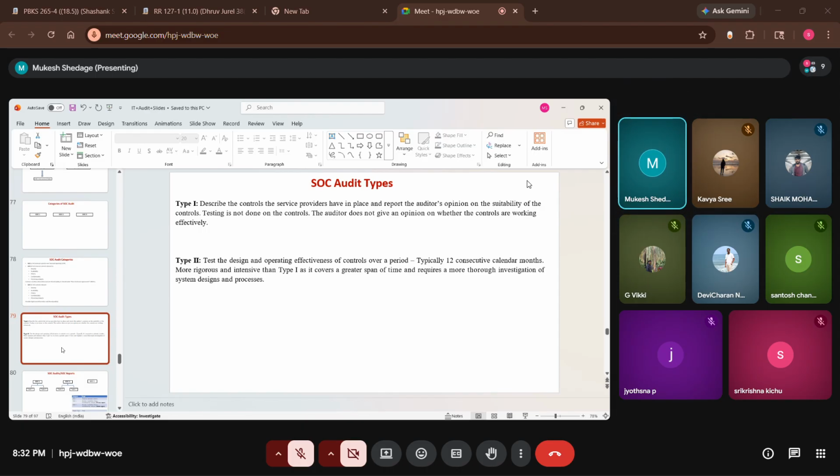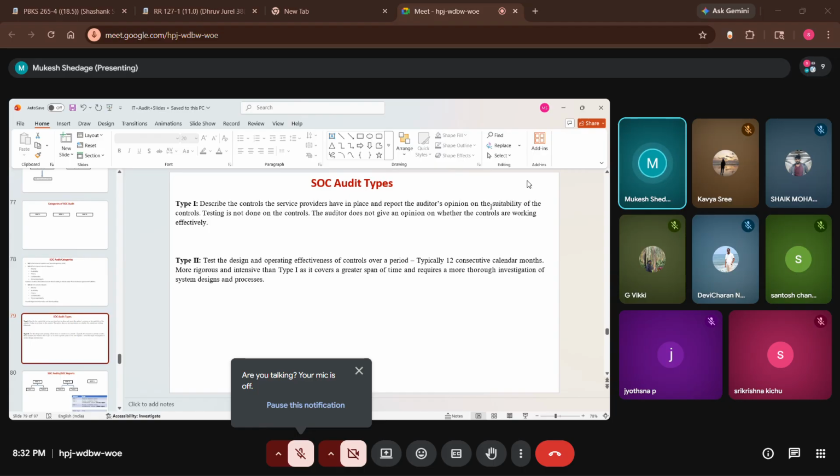Now in SOC audit types, there are type 1 and type 2. In simple words, type 1 is the test of design and type 2 is the test of effectiveness. In type 1, the report has the auditor's opinion on the suitability of the control design; testing is not done on the control operation, and the auditor does not give any opinion on whether it is working effectively. Whenever you are testing the design of the control, that is your test of design, or type 1. In every SOC there is a type 1 and type 2. SOC 1 also has type 1 and type 2, SOC 2 also, SOC 3 also.